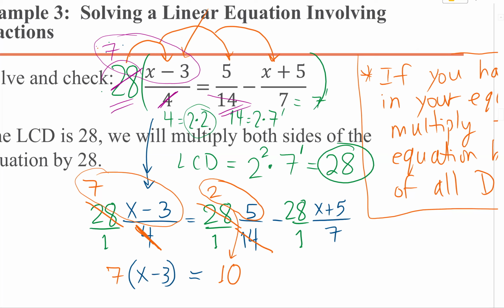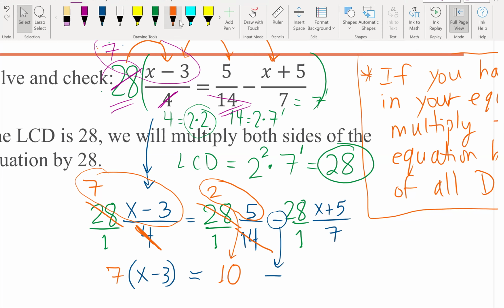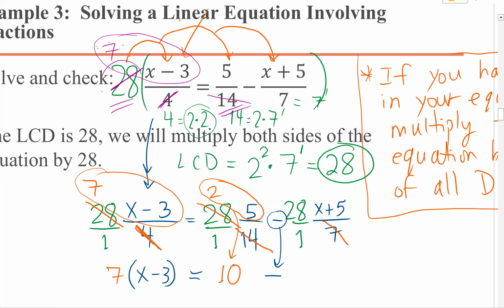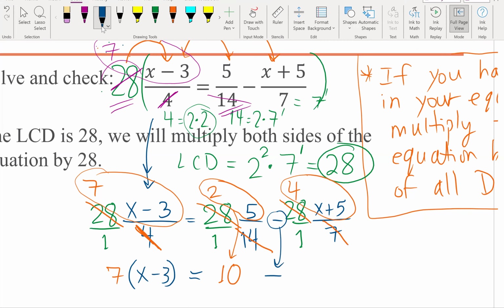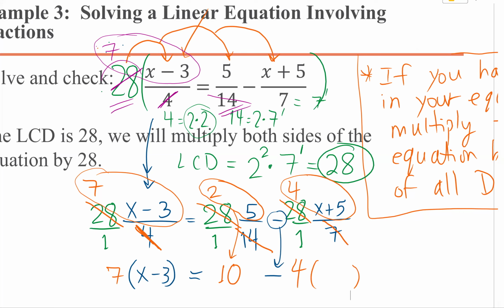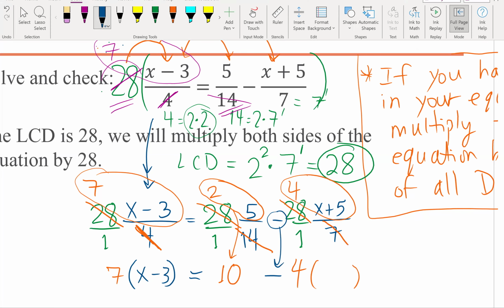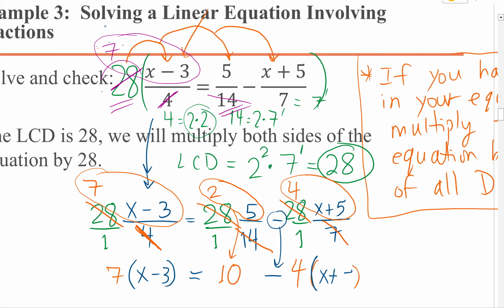Okay. And then the next term, I've got to be careful because there's a subtraction sign. I'm going to carry it down. And then the 28 can reduce with that 7 in the denominator a little bit. 7 goes into 28 4 times. So I've got 4 times, and then the x plus 5, I'll put it in parentheses because the 4 is supposed to be multiplied by the entirety of that numerator. There we go. And that's a much easier equation.